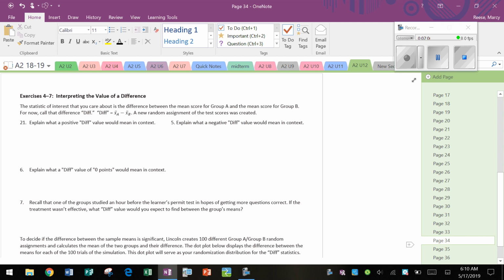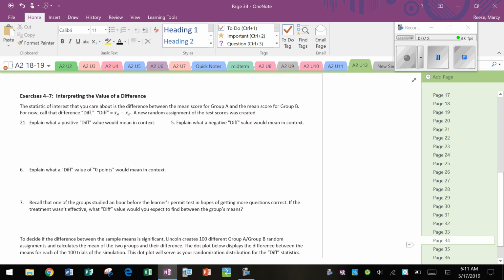The statistic of interest that you care about is the difference between the mean scores of group A and the mean scores of group B, right? What we just did. For now, call the difference diff. Diff is equal, in this case, to group A minus group B. A new random assignment of the test scores was created. Explain what a positive diff value would mean in context.